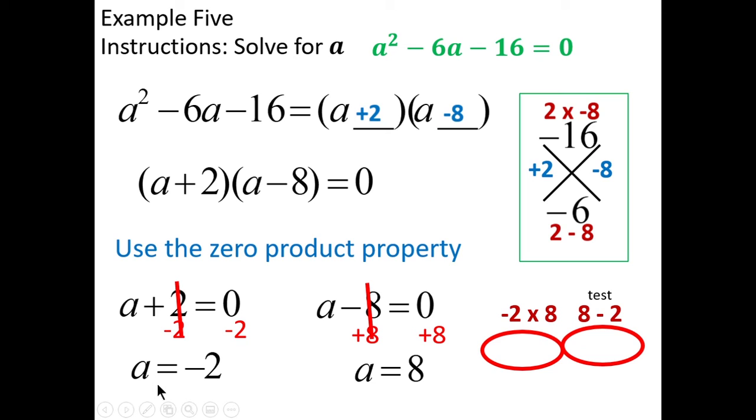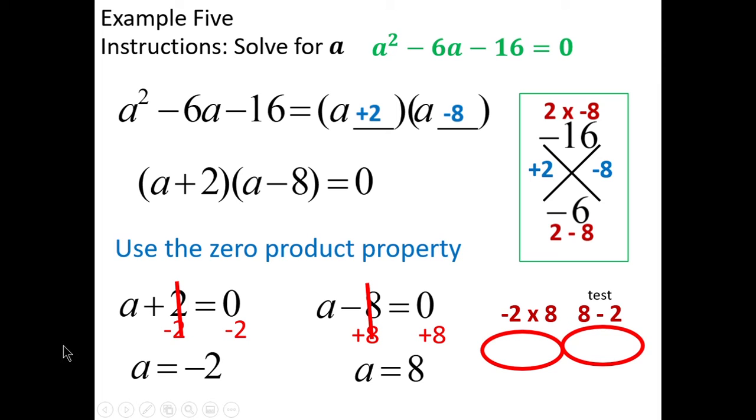If A was negative 2, and you put negative 2 squared minus 6 times negative 2, and take away 16, you would get to 0. This is one answer, a solution for this equation. So we solved it for A equals negative 2. And this is the other one. If A was 8, and you put 8 in for A, and evaluated this equation, you'd also get 0. So these are the two ways to get to 0 for this equation. We've solved for A.